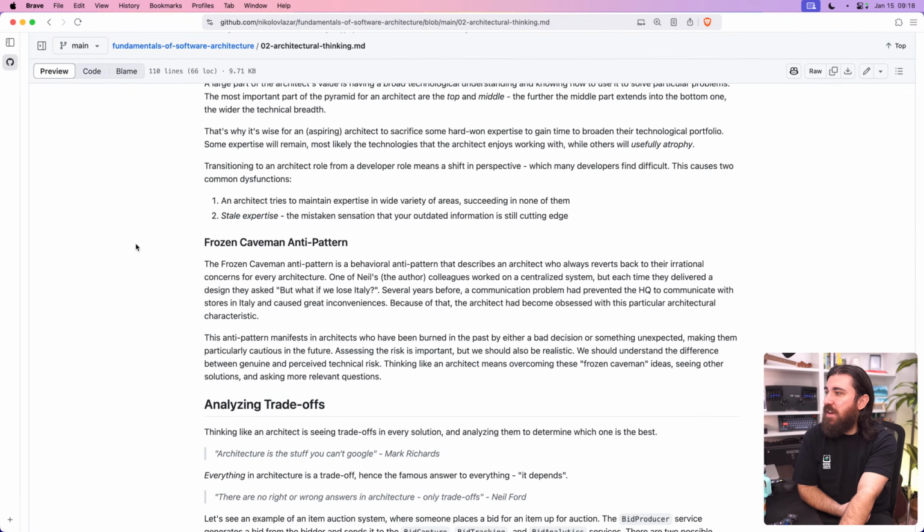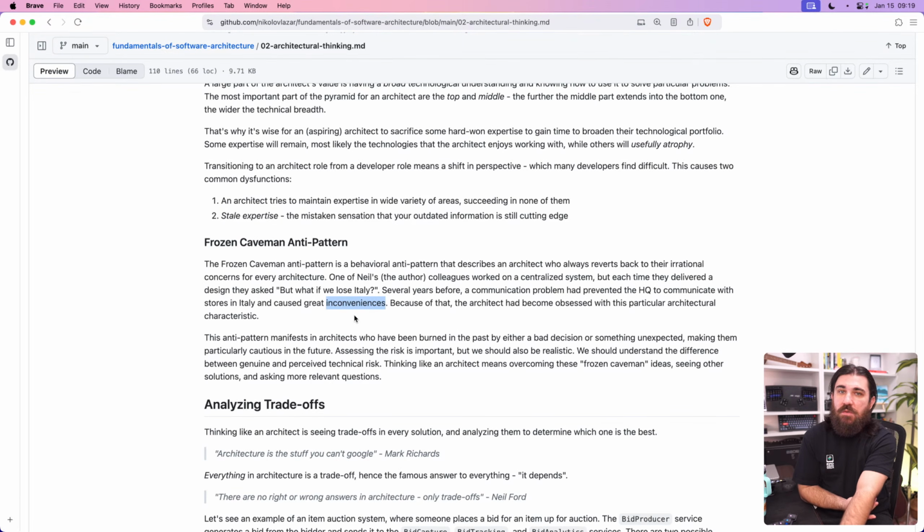There's this interesting frozen caveman anti-pattern explained here, and that's basically a behavioral anti-pattern that describes an architect who always reverts back to their irrational concerns for every architecture. There's a situation, one of Neil's colleagues, Neil is one of the authors of this book, they worked on a centralized system, but each time they delivered a design, they asked, but what if we lose Italy? So several years before, a communication problem had prevented the HQ from communicating with the stores in Italy. And that caused great inconveniences.